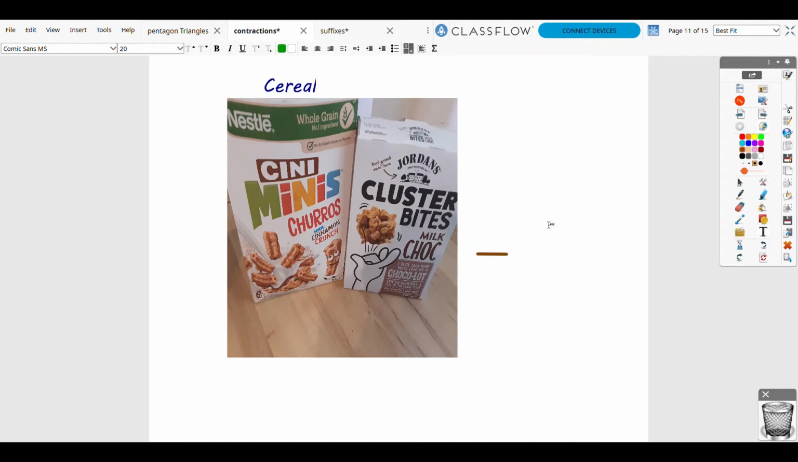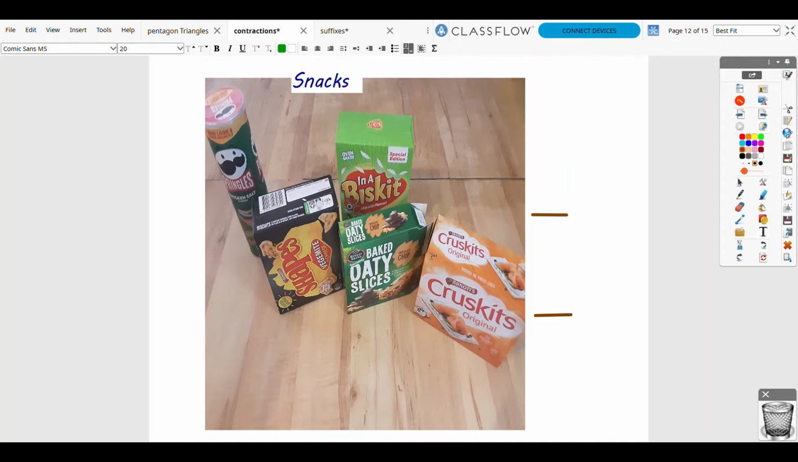Let's have a look at my cereals. I've got two cereals there. So two of my 20 are cereals. Let me keep on going. My snacks, 1, 2, 3, 4, 5. I have five things that are snacks, yummy, yummy, and always keeping that 20 because it was always out of 20 altogether.